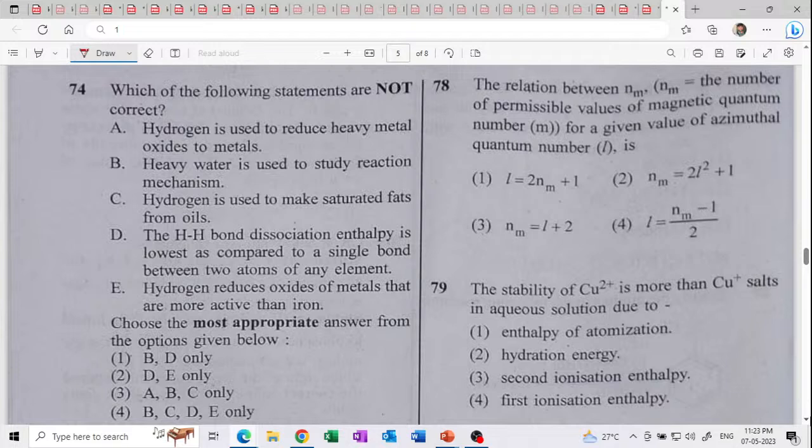Hydrogen, heavy water used to study the reaction mechanism. Yes, this is correct. Heavy water is used in the study of reaction mechanism. Hydrogen is used to make a saturated fat from oil.